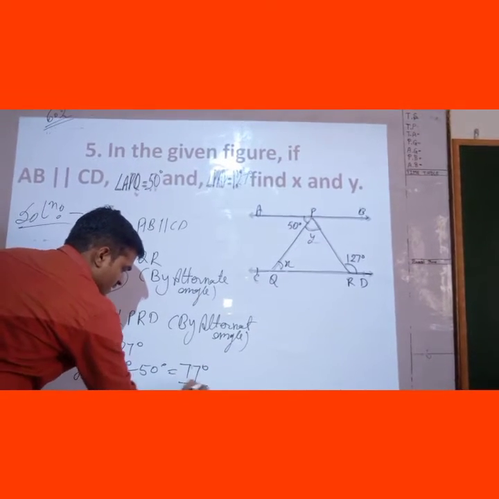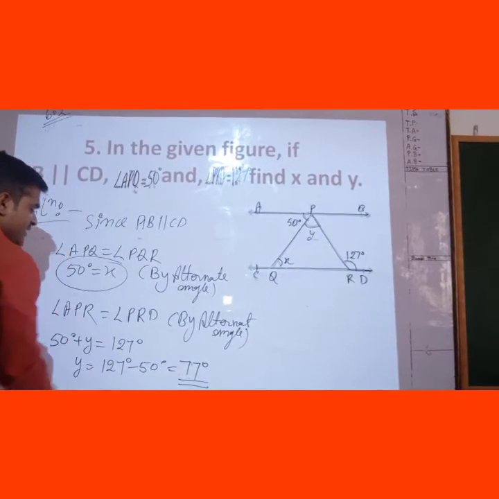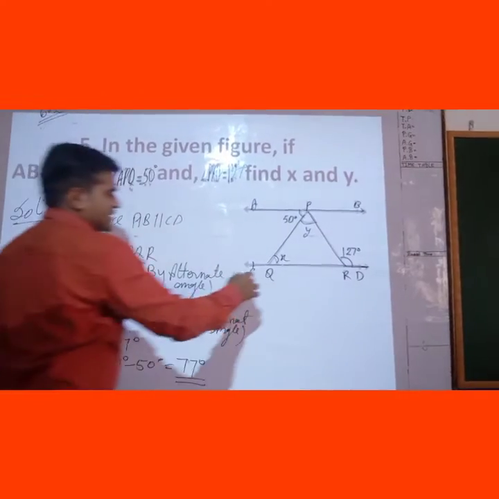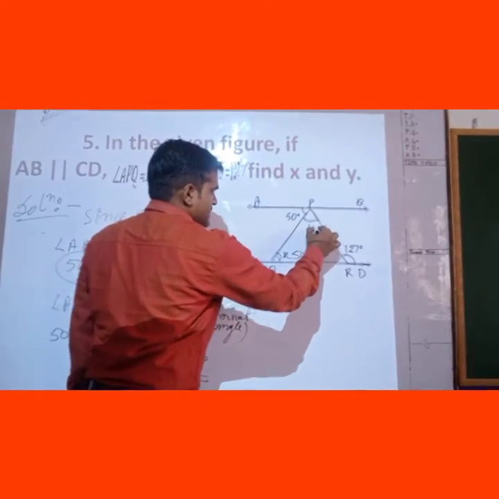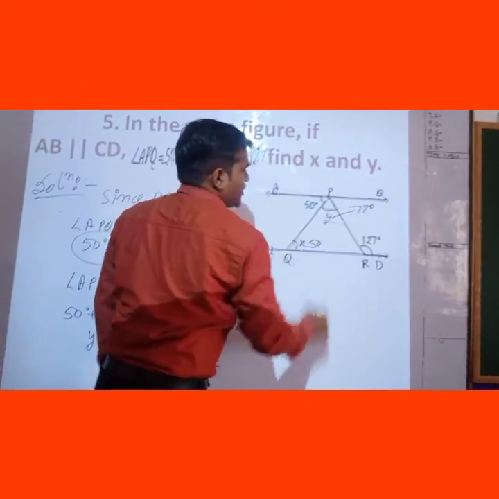77 degree. So what is the value of y? That is 77 degree. And what is the value of x? That is 50 degree. So this is 50 and this is 77 degree.